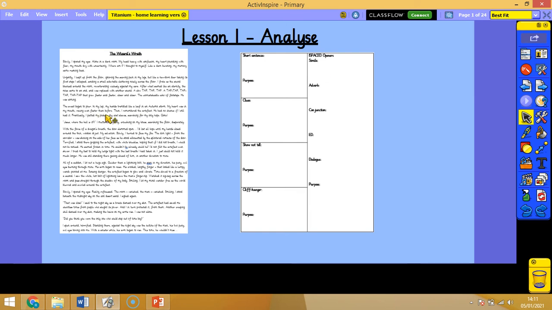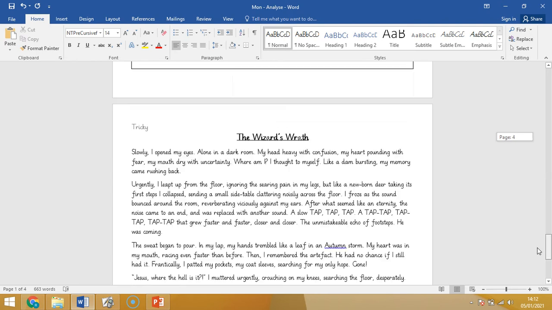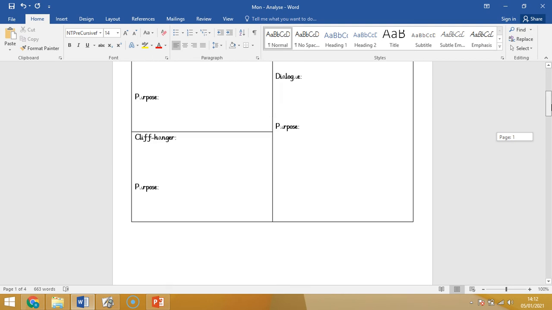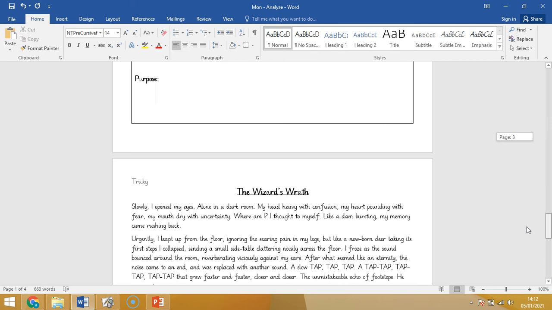So, for literacy today, we are going to analyse the following text called The Wizard's Wrath. You should have this in your home learning pack, or you should have an electronic version that looks similar to this. Right at the bottom of the sheet is the text.